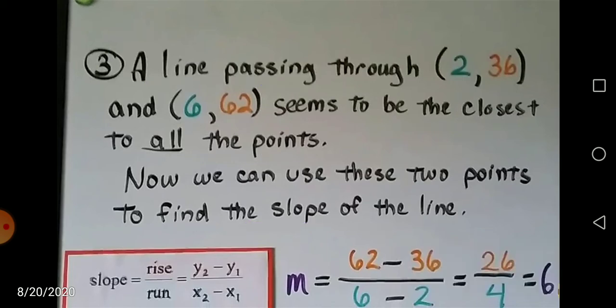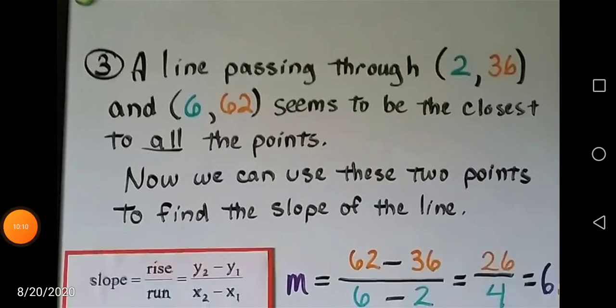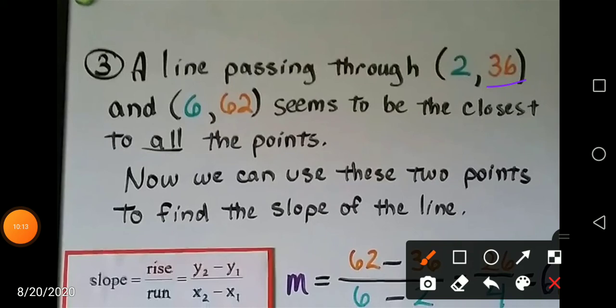Okay, and I have here the slope, rise over run, equals y sub 2 minus y sub 1 all over x sub 2 minus x sub 1. Okay, this one, the formula. And I have here the slope, let's see together. I need the marker. Okay, again, I have here y sub 2 minus y sub 1, 62 minus 36, all over x sub 2 minus x sub 1, which is 6 minus 2.